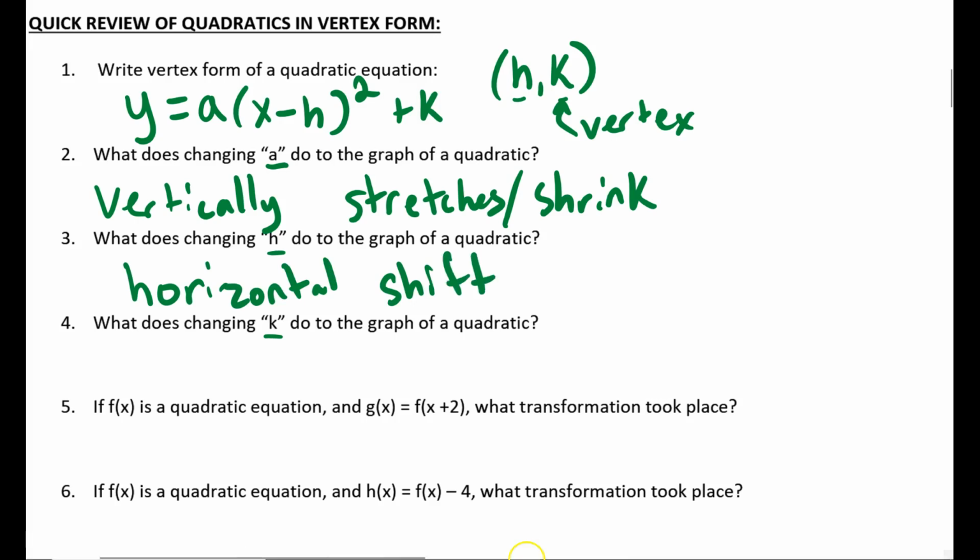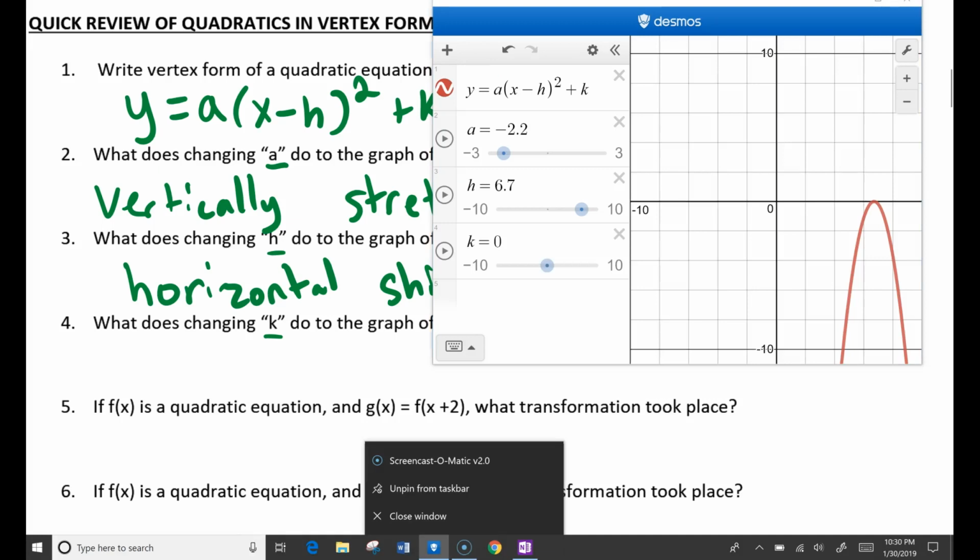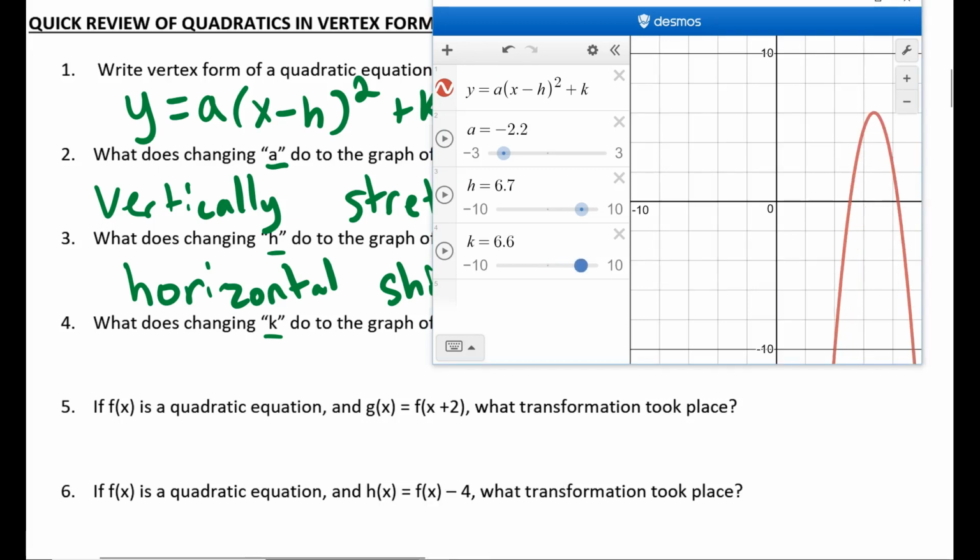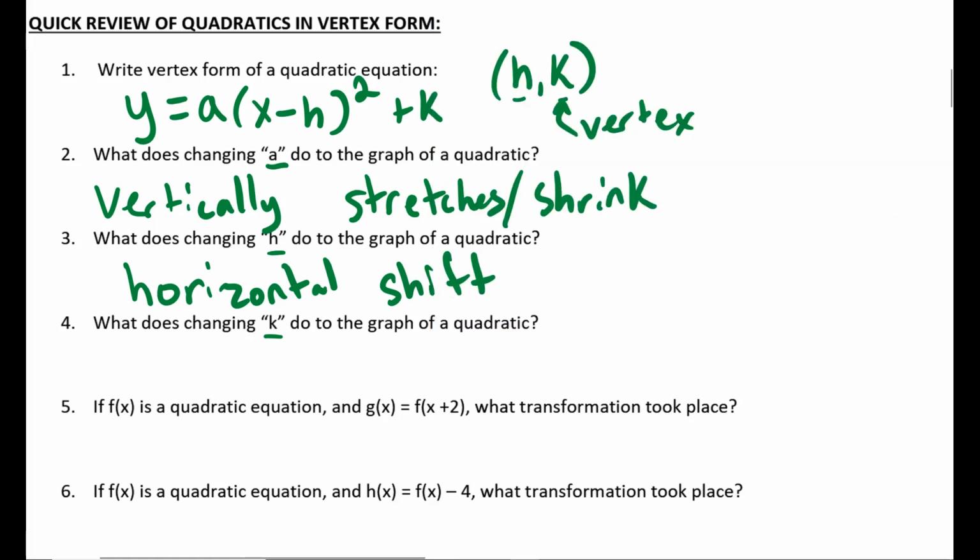And if the k value is changing the y value of the vertex, that's just changing the vertical placement of the parabola. So it's either moving up or down. So that's a vertical shift.